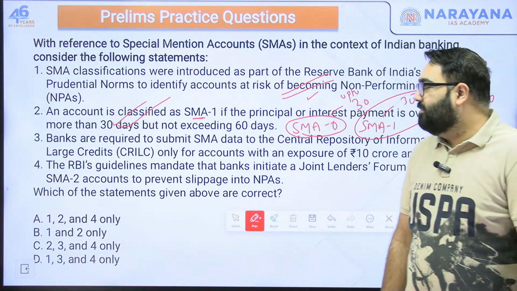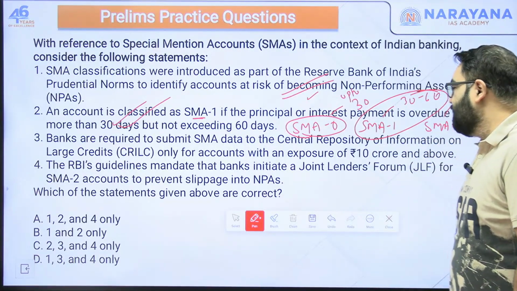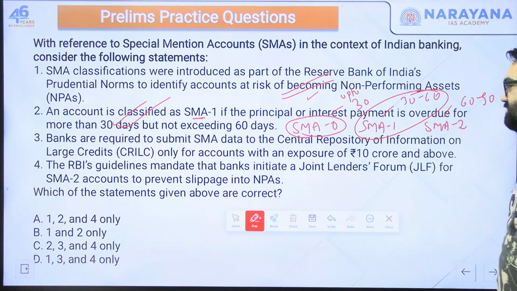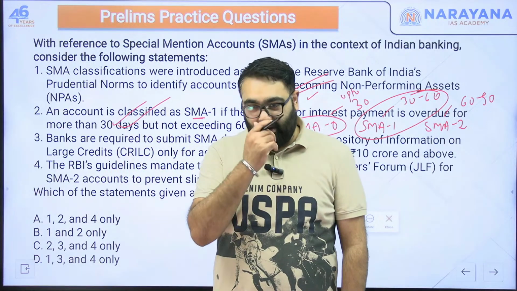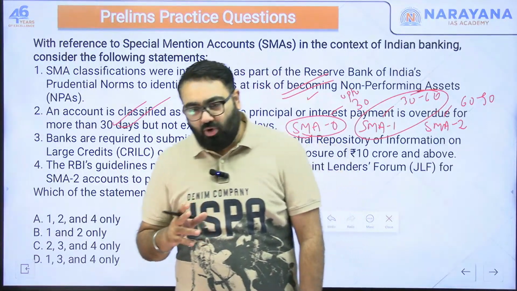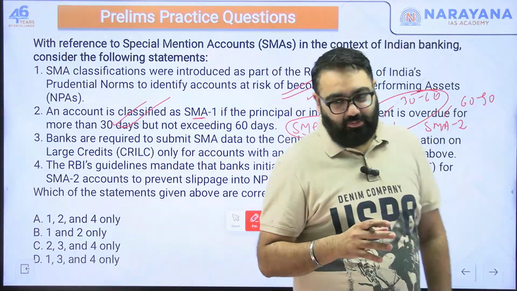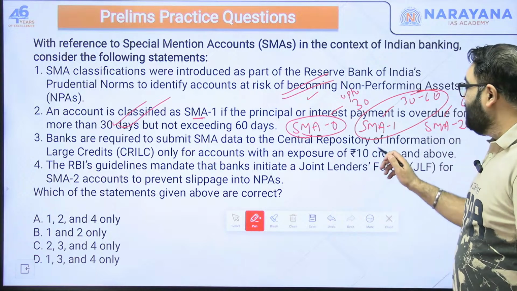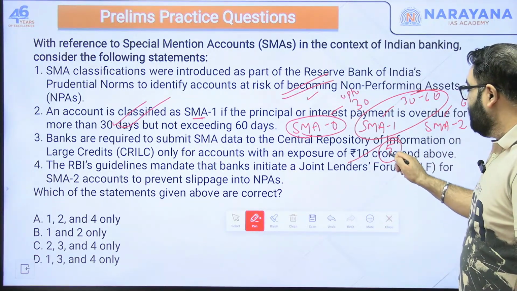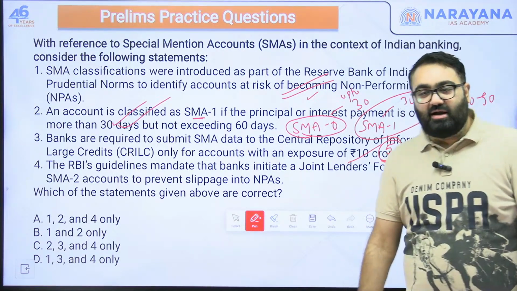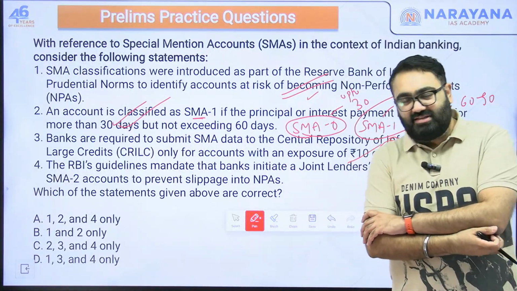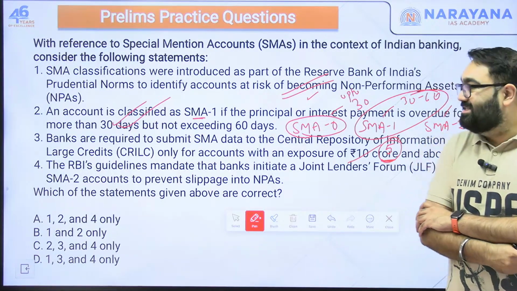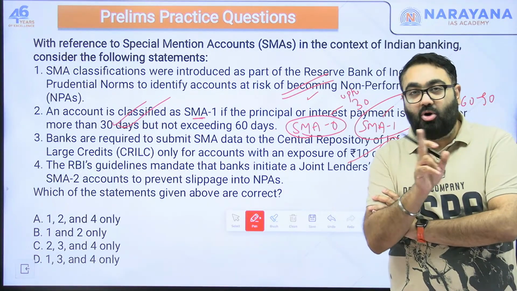Let's go to the third one. Banks are required to submit SMA data to the Central Repository of Information on Large Credits only for accounts with an exposure of rupees 10 crore or above. Meaning, when an account becomes SMA and it's a large account of over 10 crore or more, they must compulsorily send this information to RBI. Is it right? No. Why is it wrong? Because it is not 10 but 5 crore. If there is an account turning SMA and the loan outstanding is over 5 crore, that information has to be shared by the banks with the central repository. It is controlled by the RBI. So yes, the third one is wrong because the amount is 5 crore minimum, not 10 crore.